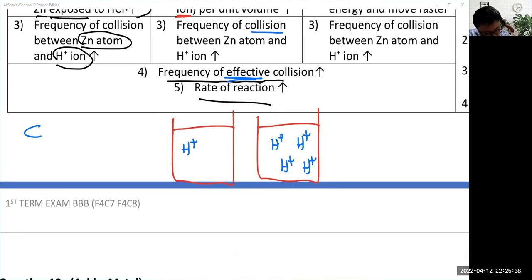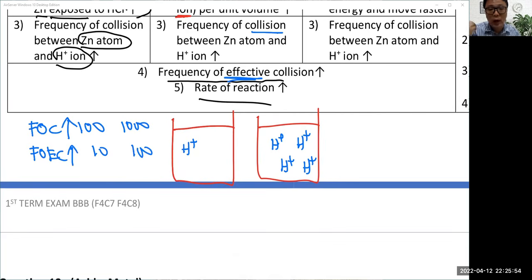Collision means successful collision. So the frequency of collision is, you collide maybe 100 times. Frequency of effective collision maybe 10 times. So when you increase your frequency of collision to 1,000 times, of course, your effective collision, successful collision, will increase to 100 times. Okay, so this is the idea.